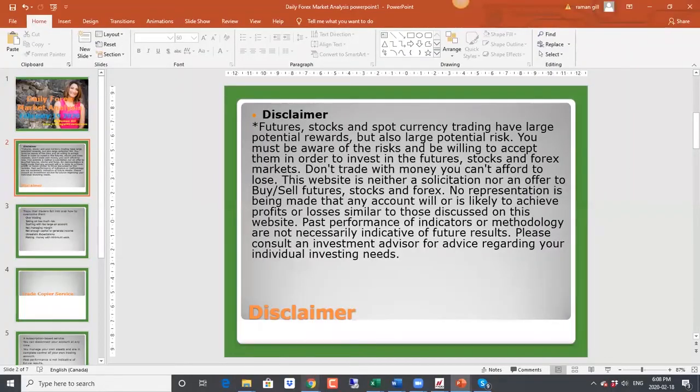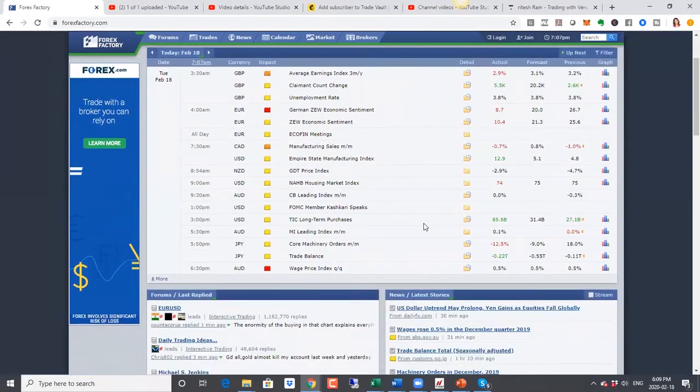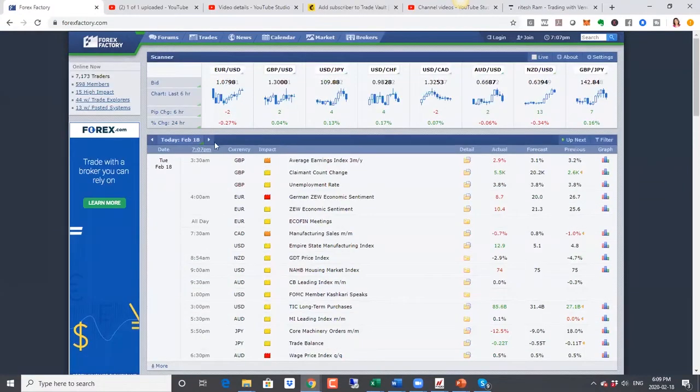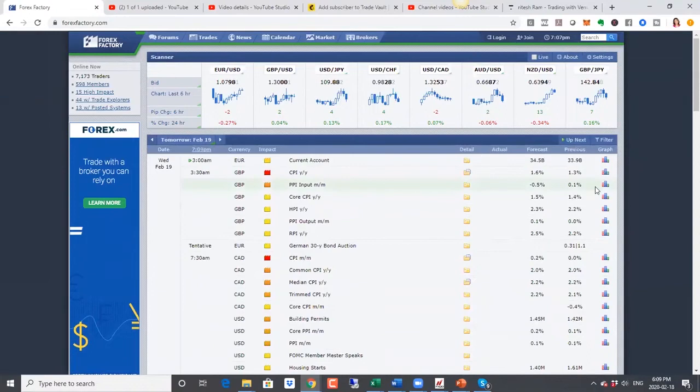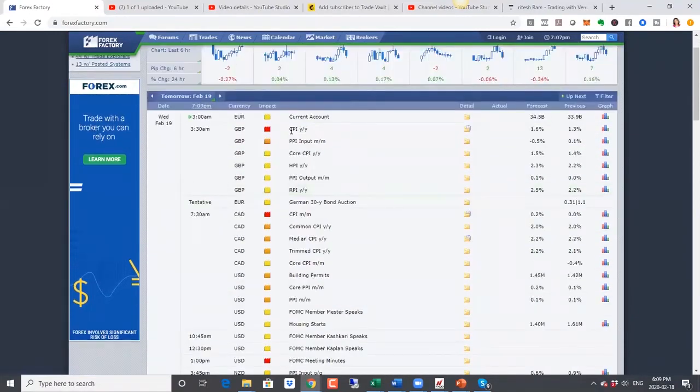All right, as usual, we'll start off by taking a look at our calendar here. In terms of our data, we just had ZEW economic sentiment, which came in negative here. The wage index for Australia came in as expected. And then coming up on Wednesday here, we do have some important news.